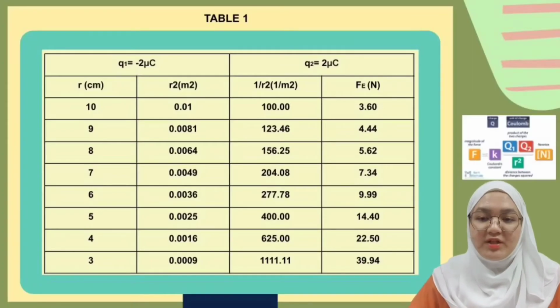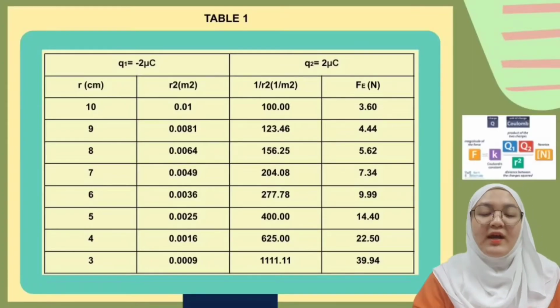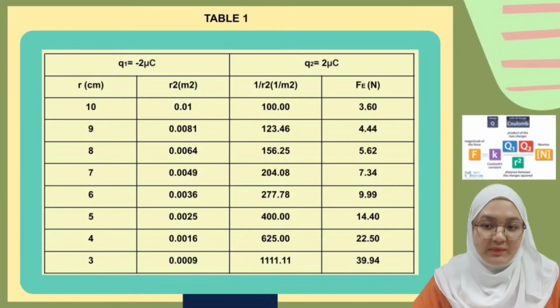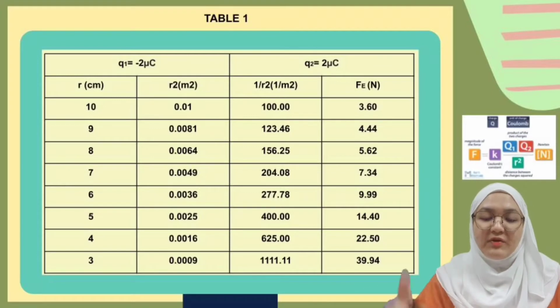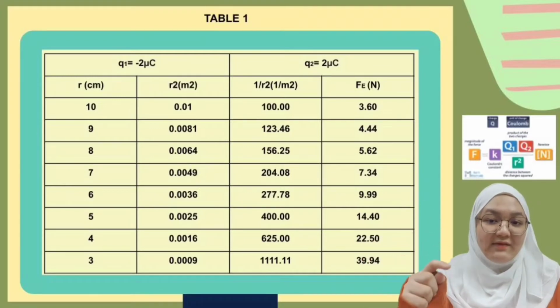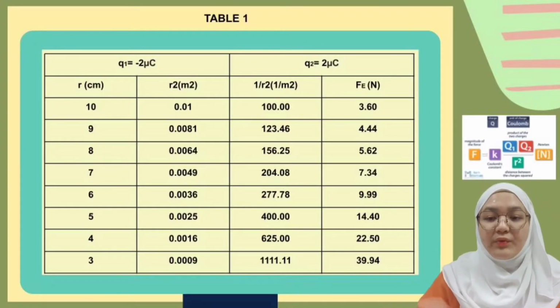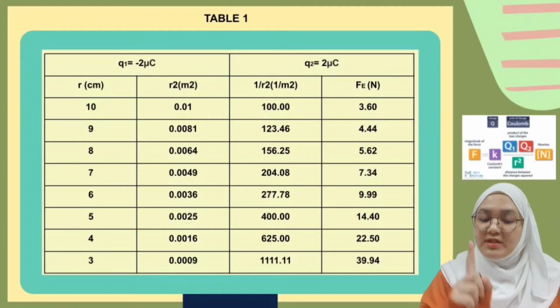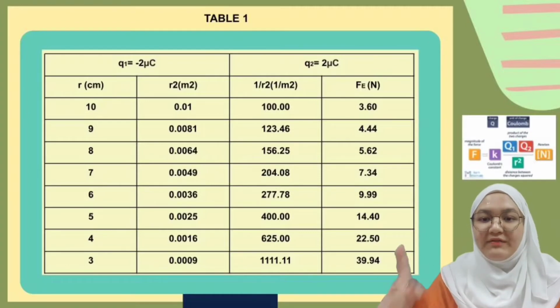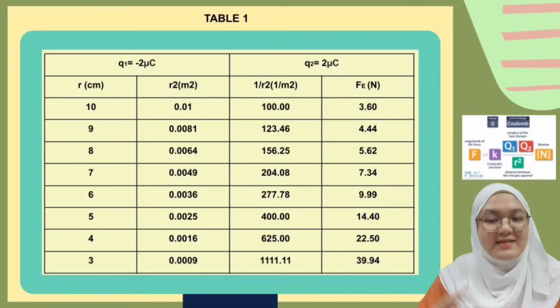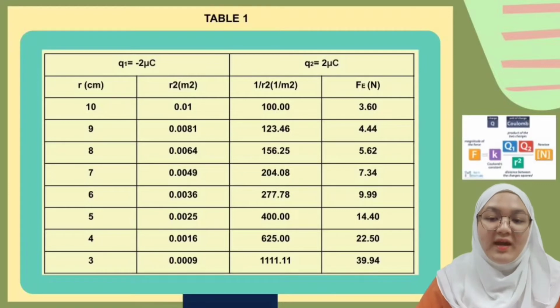For table 1, the charges 1 and 2 are constants, which are -2 microcoulomb and 2 microcoulomb. Only the distance r is being manipulated, so it decreases in centimeters from 10, 9, 8, 7, 6, 5, 4, and down to 3. For r squared, all of the written values of r were changed from centimeters to meters by dividing the values by 100, because 1 centimeter is equal to 0.01 meters, and it is squared to find r squared in meters squared.